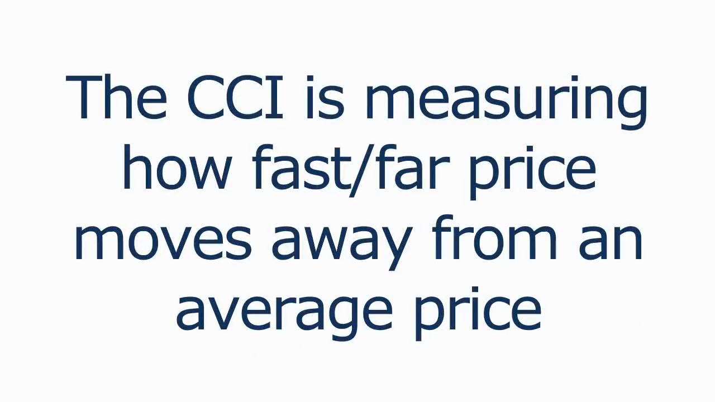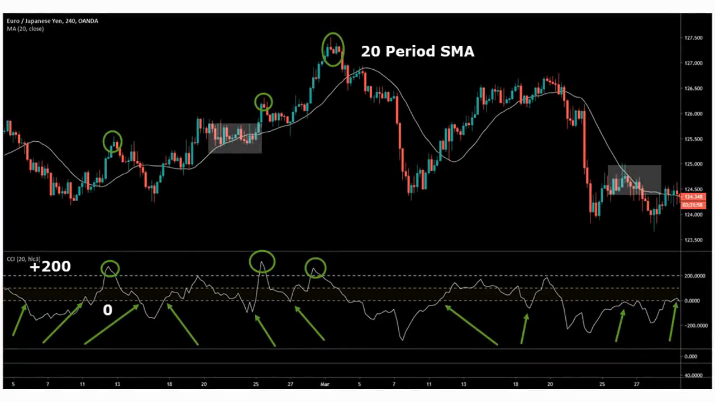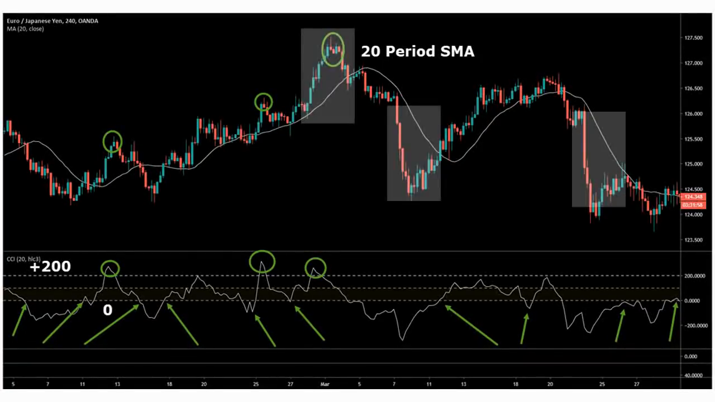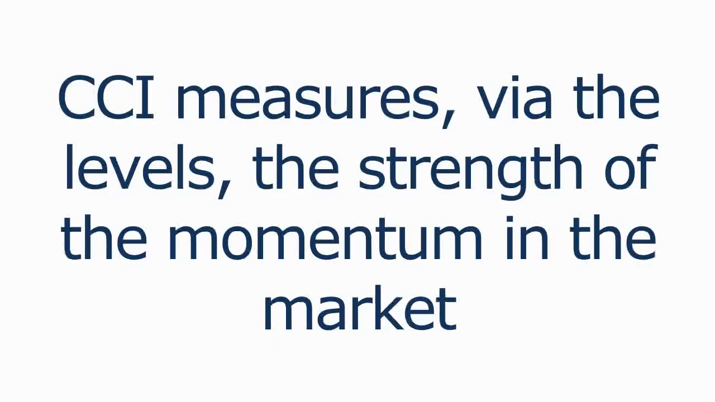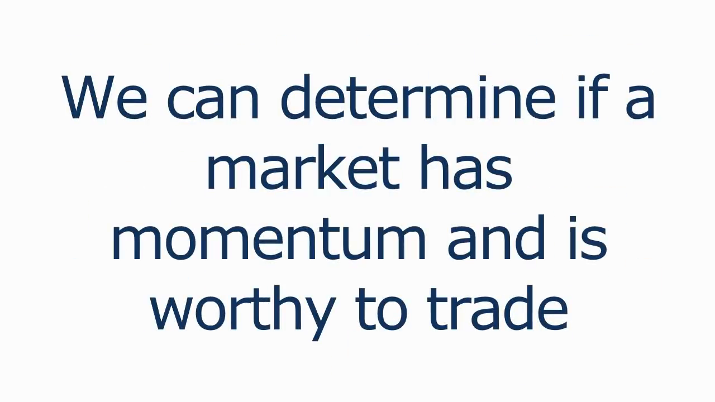What you may want to consider is that the CCI is measuring how fast or how far price moves away from an average price. So the further the price moves away, the faster price moves away, that's how we measure momentum. Price that's hugging a moving average is not showing momentum. Price pulling away from an average price is showing momentum. The CCI measures via the levels the strength of the momentum in the market. So in essence, we are looking at the CCI as a means to gauge where price is in relation to a moving average. And from there, we can determine if a market has momentum and if it is worthy to trade.